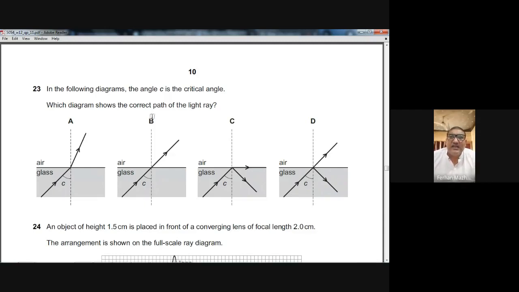So clearly, C is the option. Question number 23, C is the option where the process of total internal reflection took place. The angle of incidence in the dense medium is equal to the critical angle, and the angle of refraction in the rare medium will be equal to 90 degrees. Light will travel on the boundary of the dense medium and the rare medium.